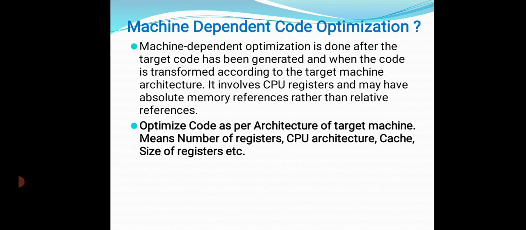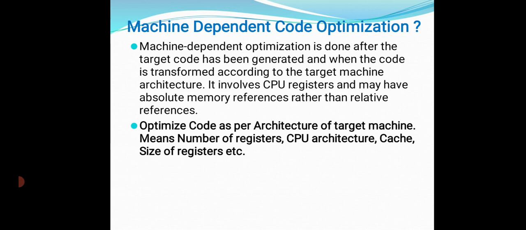Till now we have done various machine independent code optimization techniques. These do not consider the architecture of the machine while doing the optimization, but machine dependent code optimization considers the architecture of the target machine: CPU architecture, number of registers, size of registers, and the cache architecture are all considered for optimization of the code.